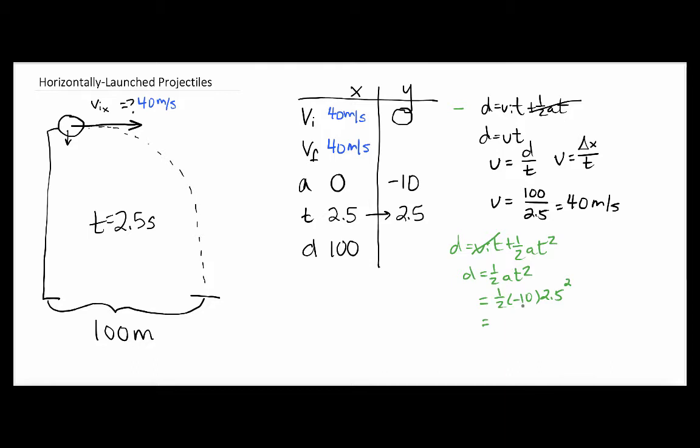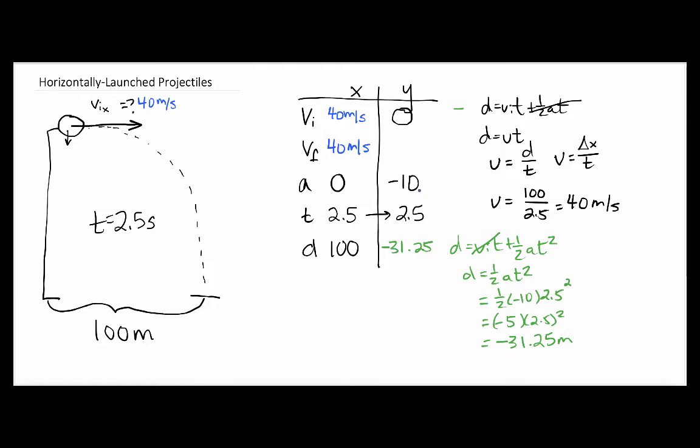One half times -10 times 2.5 squared. And when I put that in my calculator, I get -31.25 meters. The last piece of information I could get from this is the final velocity in the y direction.